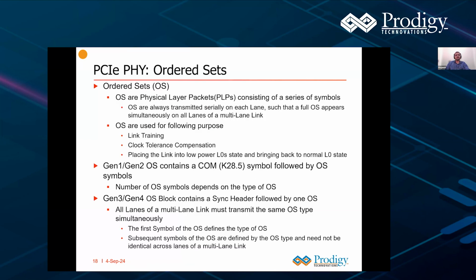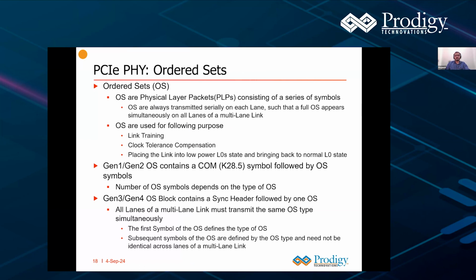Now PHY has something called ordered sets. These are physical layer packets consisting of a series of symbols. These are always transmitted serially on each lane such that the full ordered set appears on each lane. These are mainly used for the initial link training, and some sequences like skip are transmitted at a regular interval for clock tolerance compensation. And when the link needs to be placed into low power states, the ordered sets are used for that too.